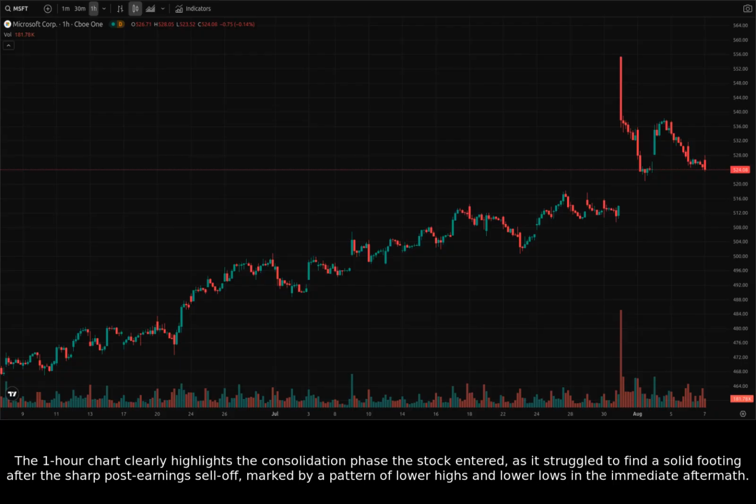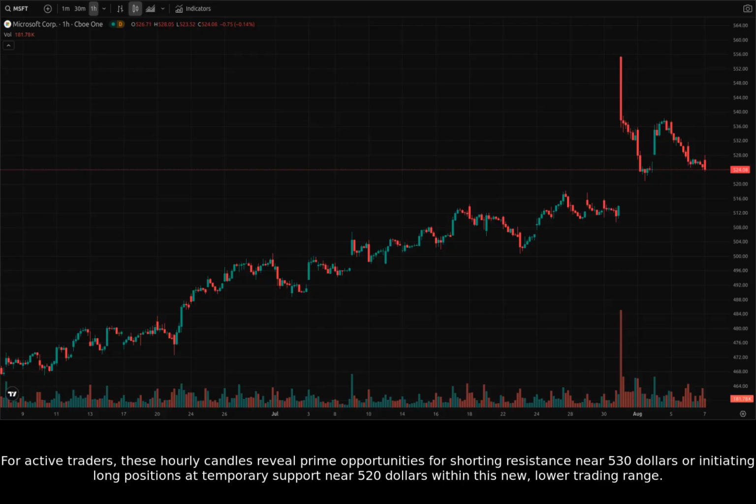The one-hour chart clearly highlights the consolidation phase the stock entered, as it struggled to find a solid footing after the sharp post-earnings sell-off, marked by a pattern of lower highs and lower lows in the immediate aftermath. For active traders, these hourly candles reveal prime opportunities for shorting resistance near $530 or initiating long positions at temporary support near $520 within this new, lower trading range.